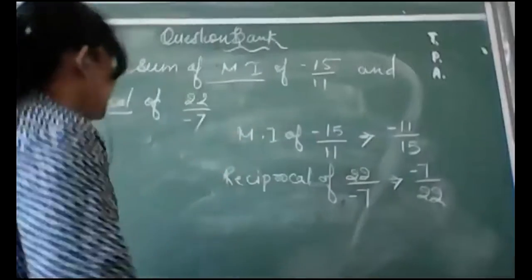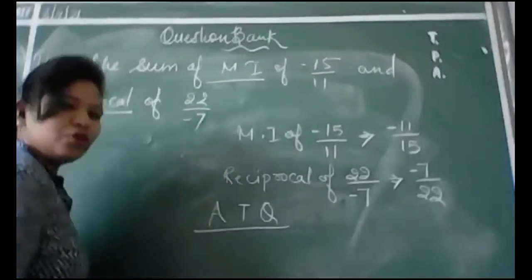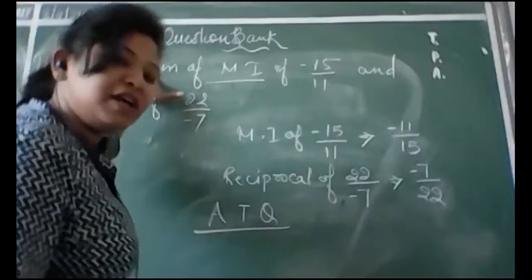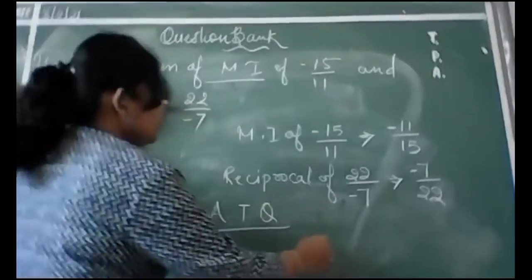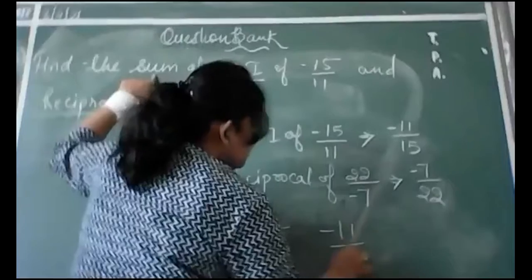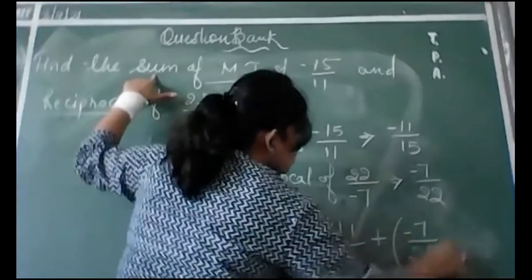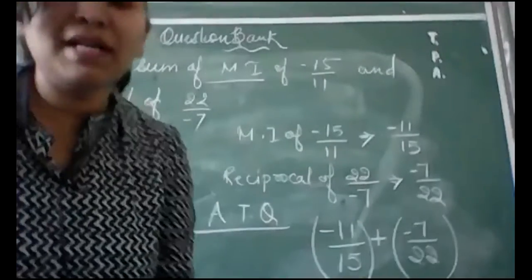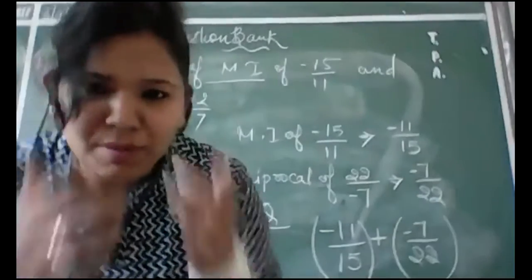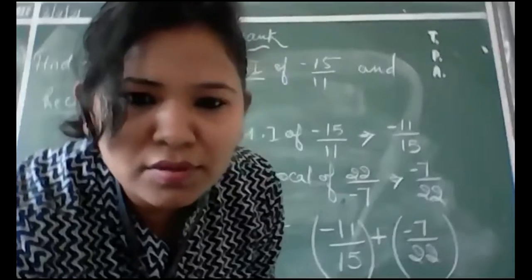Now we will write, according to question, we have to find the sum. Sum means the result of addition. So what will we do now? -11/15 plus -7/22. Now you just need to add these two, using the process of dividing the denominator and multiplying the numerator. Please find the sum of these two.